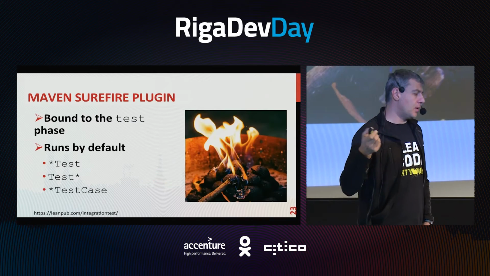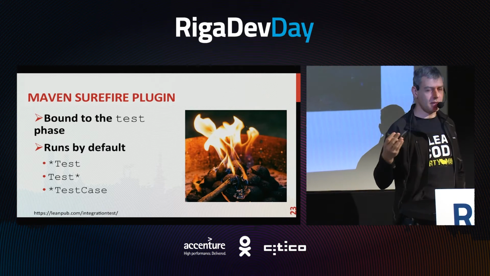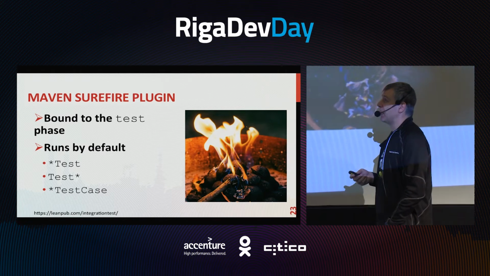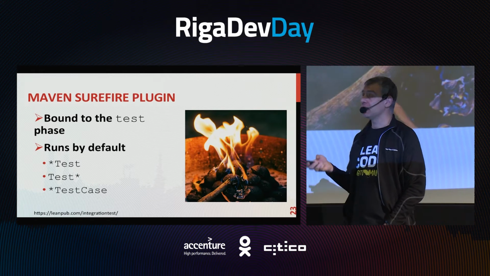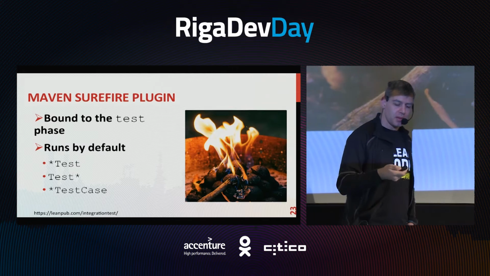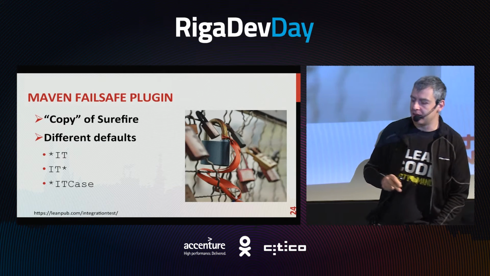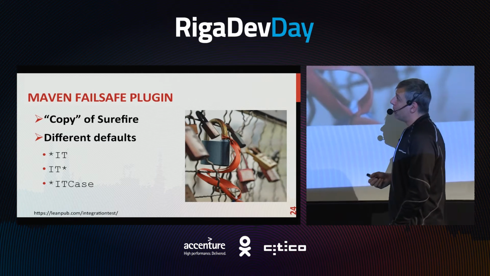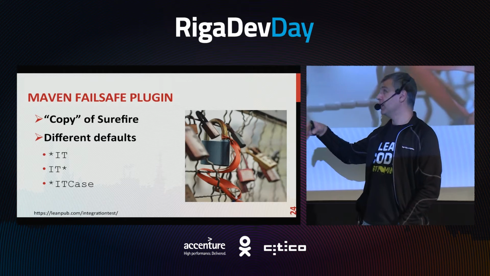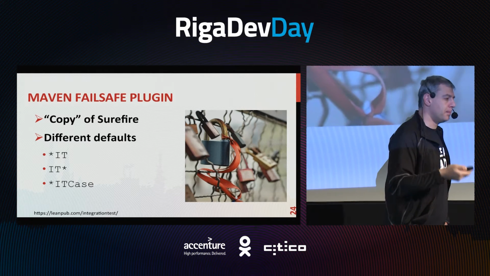So why is it so? You know that when you execute Maven test, you execute the Surefire plugin, which is by default implicitly bound to the test phase. And by default, it will run every test case that ends with Test, starts with Test, or ends with TestCase. So what the Maven guys did, they just copied it, and they changed the default. Now, you have an integration test by default if it ends with IT, starts with IT, or ends with ITCase. So that's very easy to separate them.